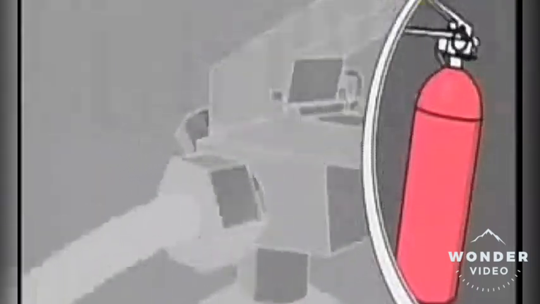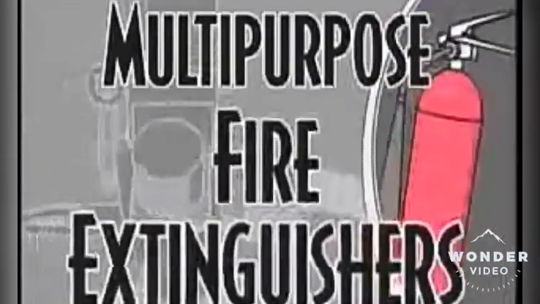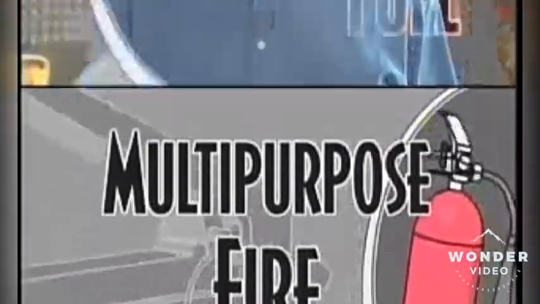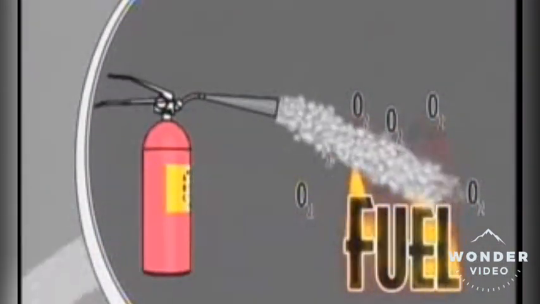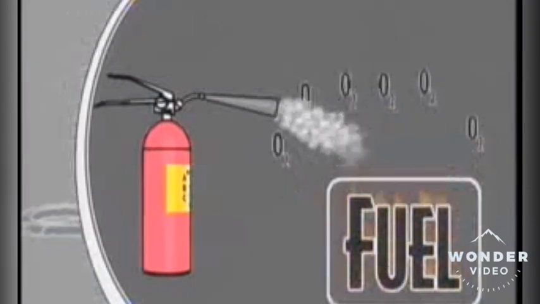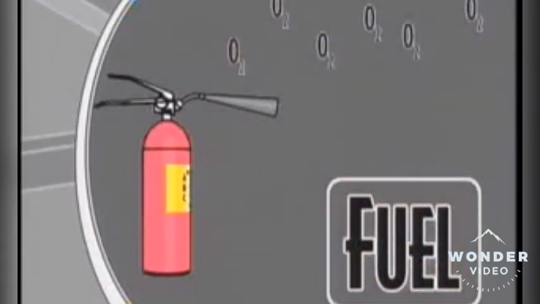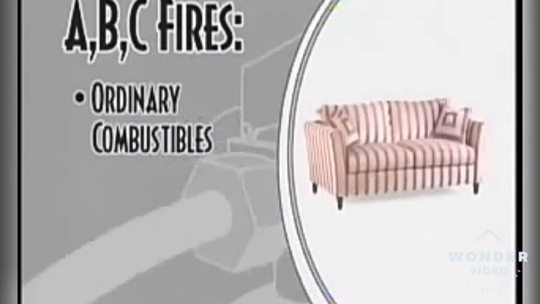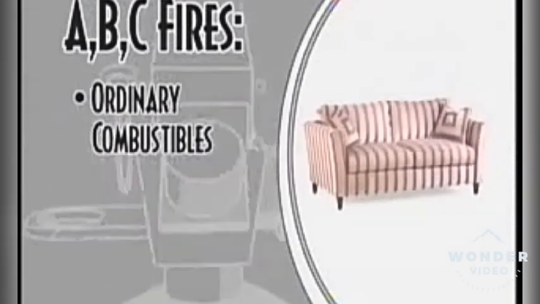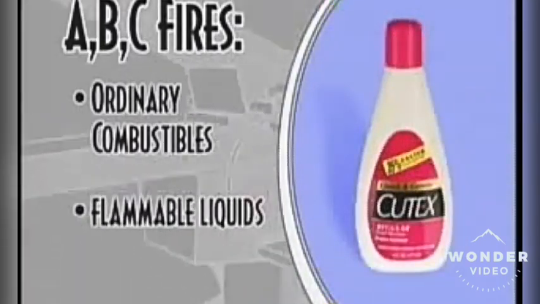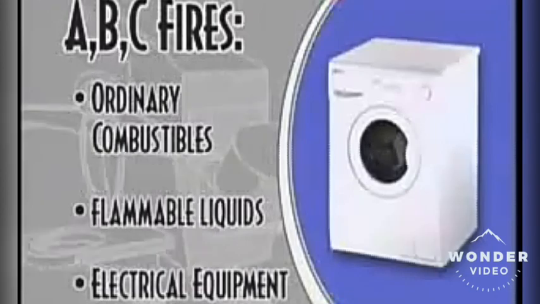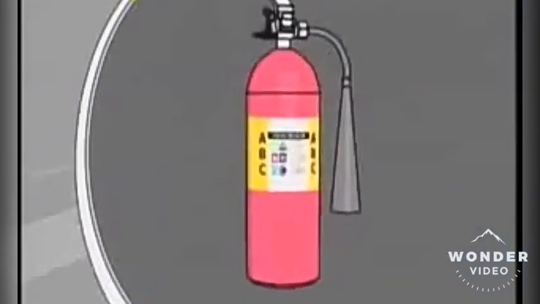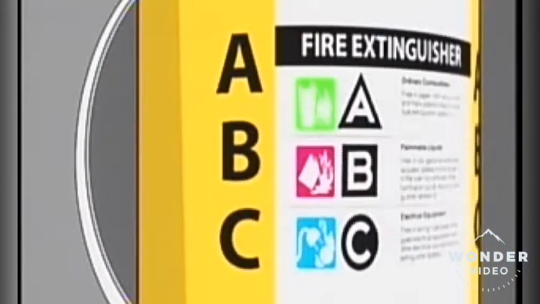Most homes are best protected by multi-purpose fire extinguishers. The agent inside the extinguisher coats the fuel with a thin layer of dust. It not only separates the fuel from the oxygen in the air, but it also interrupts the chemical reaction. These extinguishers are safe for use on ordinary combustible fires, like furniture or papers, on fires of flammable liquids, like grease or nail polish remover, and on fires in electrical equipment. They are labeled with the A, B, and C emblems and/or the pictures associated.